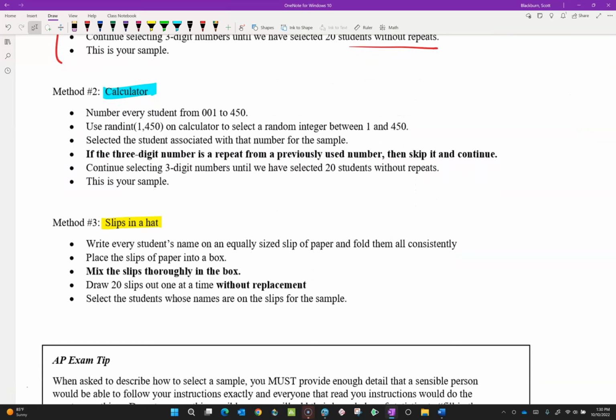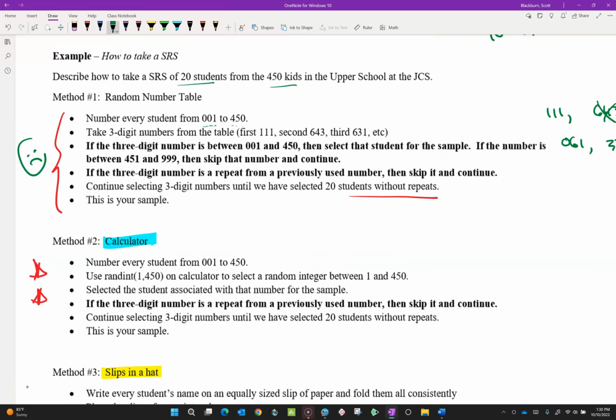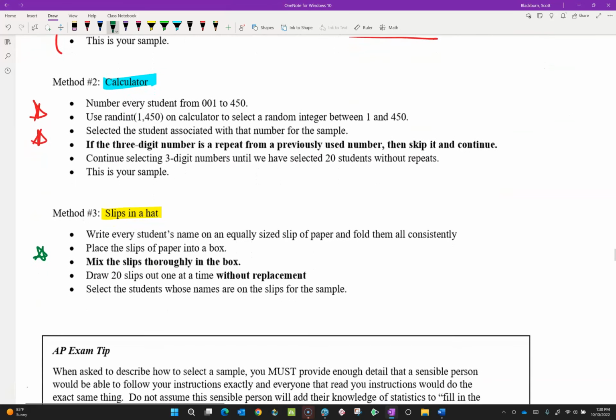Calculator. This is my preferred method for doing things, and my preferred method for answering this question. This one here is just sad face. I don't like doing this, nor do I like writing it down for a response. So how do we use our calculator? Number every student from 001 to 450. Use randint 1 to 450 on the calculator to select a random integer between 1 and 450. Select the student associated with that number for the sample.